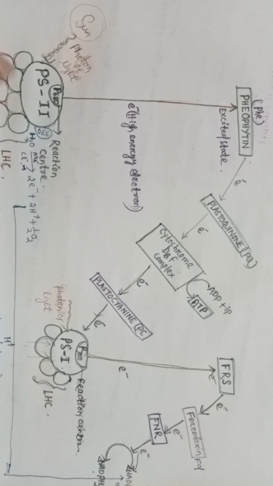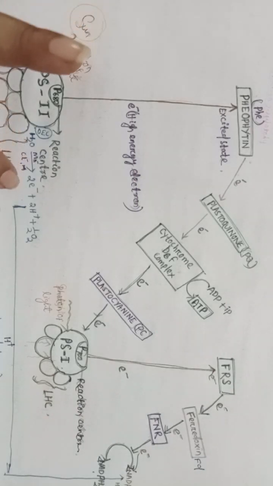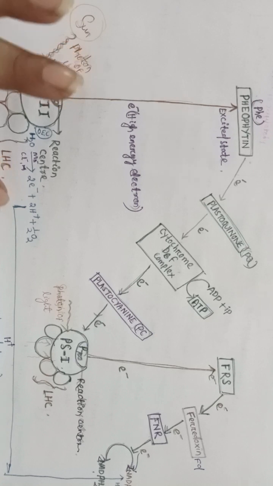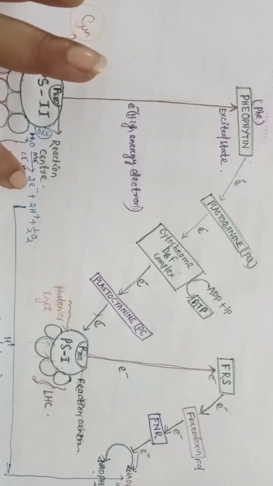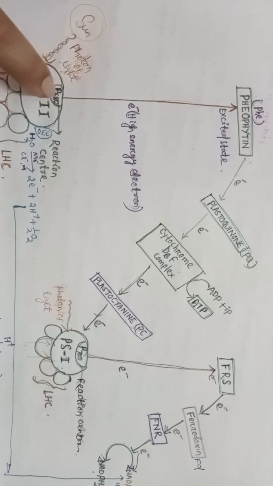Okay? What happens in the lumen of the thylakoid? Water is split, and the electron released by the splitting of water fills the deficiency of the electron. Okay, and this phenomenon of splitting of water is named photolysis of water, and it takes place in the lumen of the thylakoid.